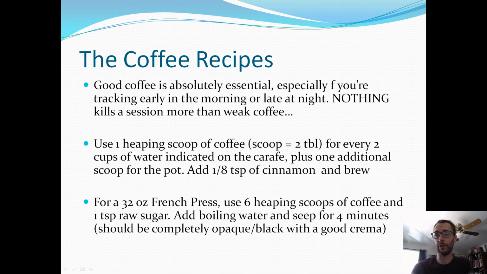For a French press, which is what I would personally prefer, use 6 heaping scoops of coffee and 1 teaspoon of raw sugar, not granulated, raw. Big difference in the taste. Add boiling water and steep for 4 minutes uncovered. It should be completely black and you should not be able to see through it, with a good crema on the top. Then you plunge it and serve it.